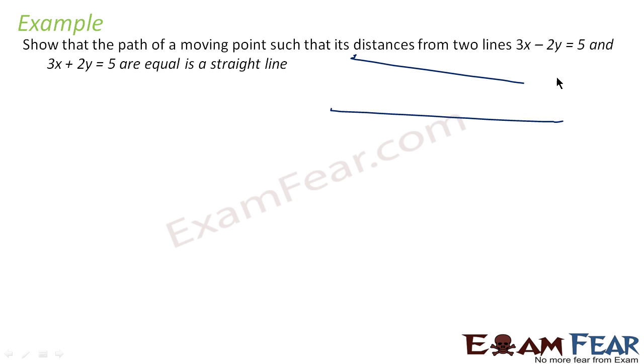These are two lines, for example, that are not parallel: 3x minus 2y is equal to 5, and 3x plus 2y is equal to 5. They may meet. They are not parallel.